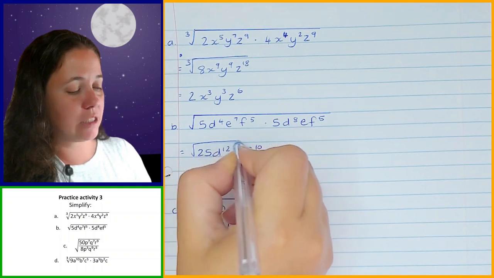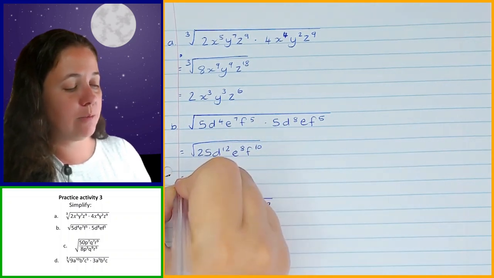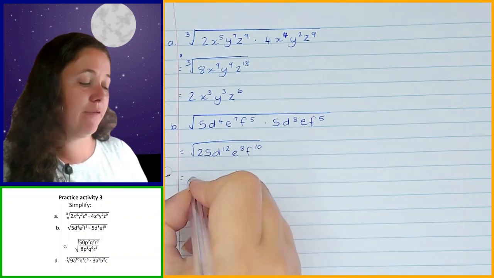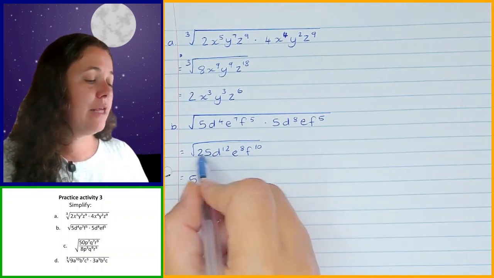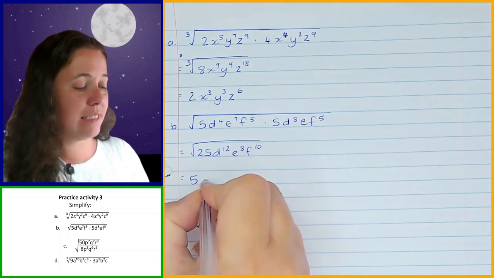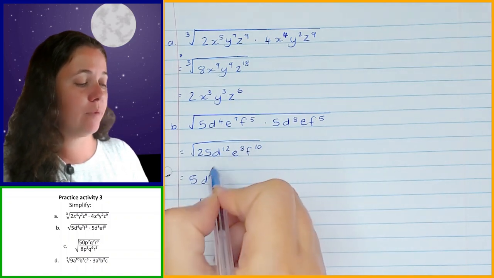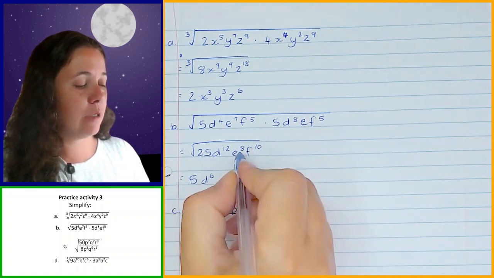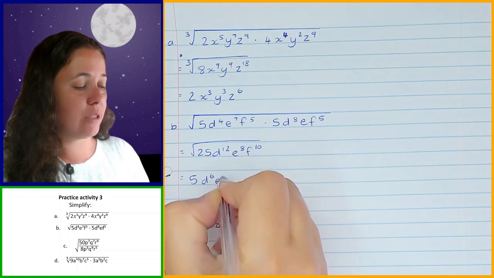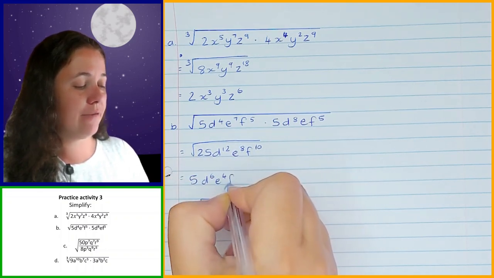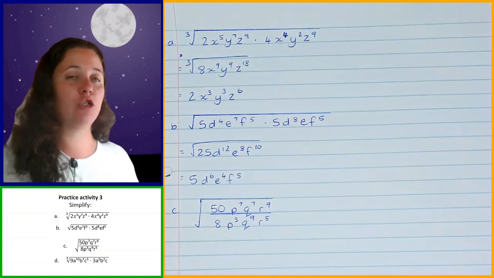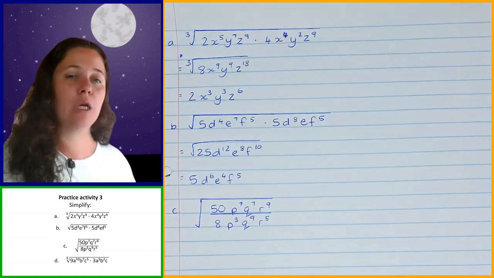Now I'm going to take the square root of that. So I'm going to be taking the square root of 25, and that gives me 5, because 25 is 5 squared. Then the square root of d to the power of 12 is d to the power of 6. When I divide 12 by 2, I get 6. Then I'm going to divide 8 by 2. That gives me e to the power of 4. 10 divided by 2, it gives me 5. So it's f to the power of 5. So that's what you should have got for question B. Then question C.